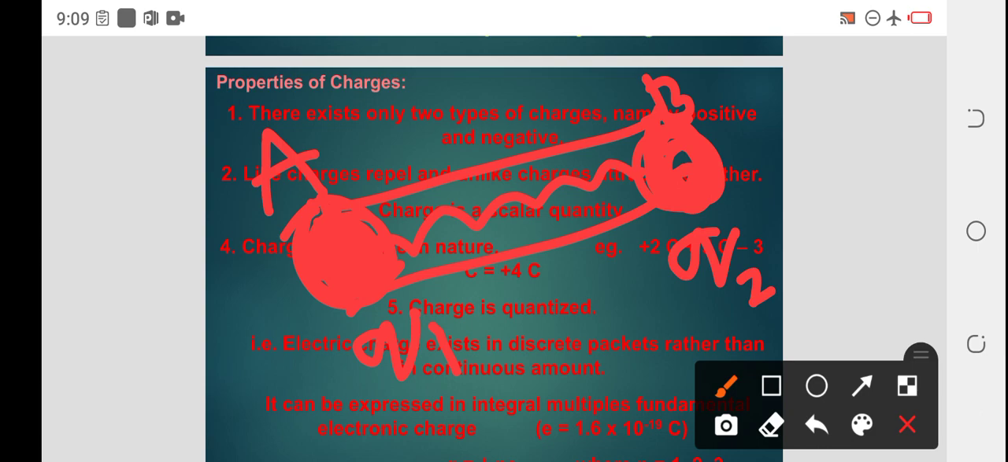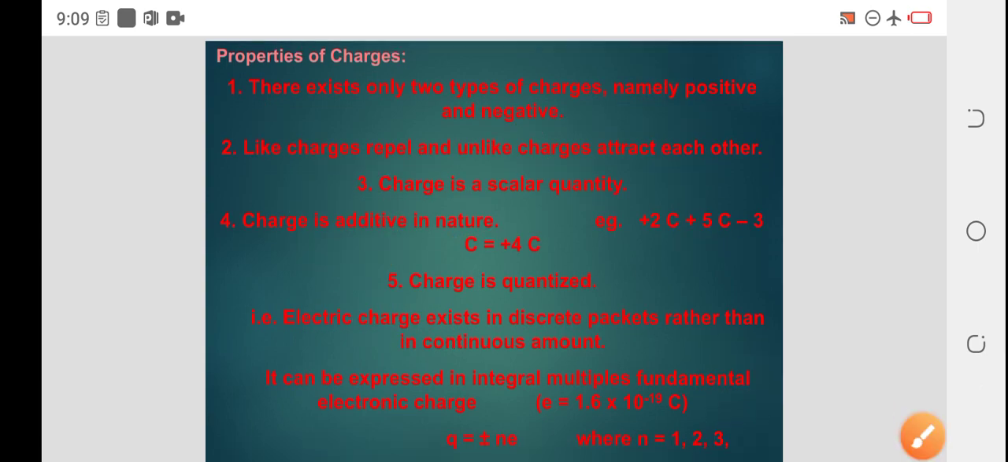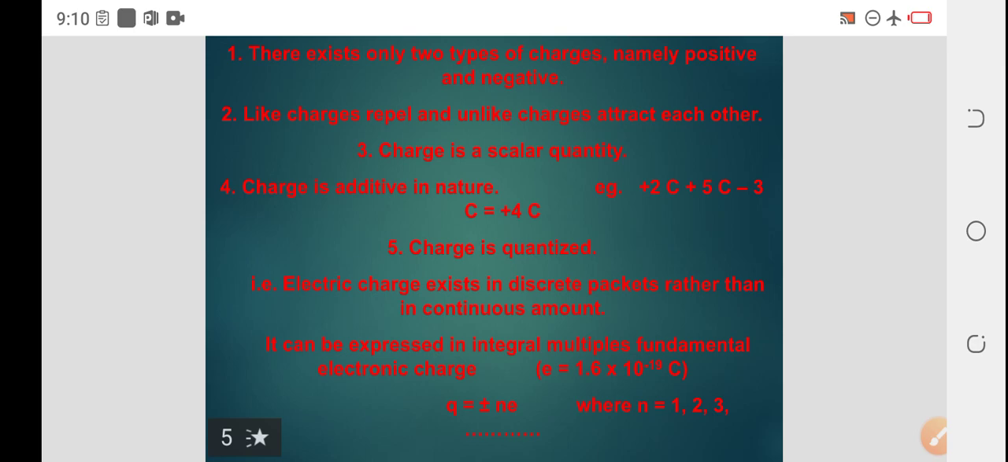Properties of the charges. The first property: there exist only two types of charges, namely positive and negative. As we discussed just now, there are two charges, one at A and one at B. One is considered positive and the other is called negative.